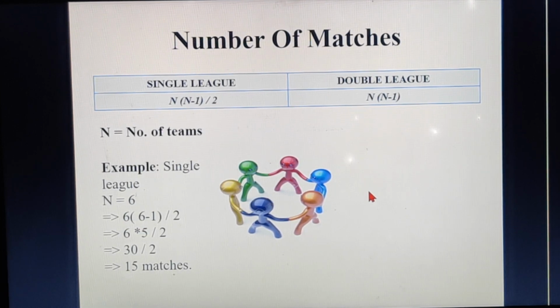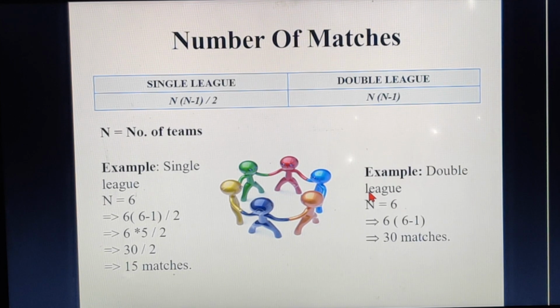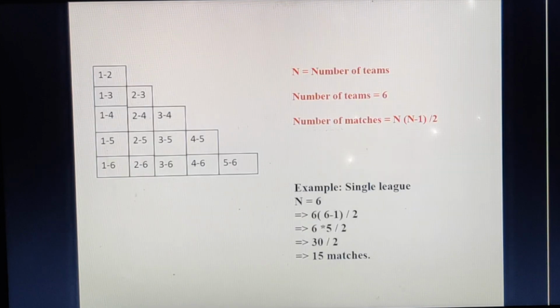Okay, the example for double league is n equals 6. You put all the values in the formula, and as the name suggests, the number of matches will be double of what you have in the single league. So if there were 15 matches from the formula, there will be 30 matches in the double league. Now let's understand how that happens. How do you find that out?